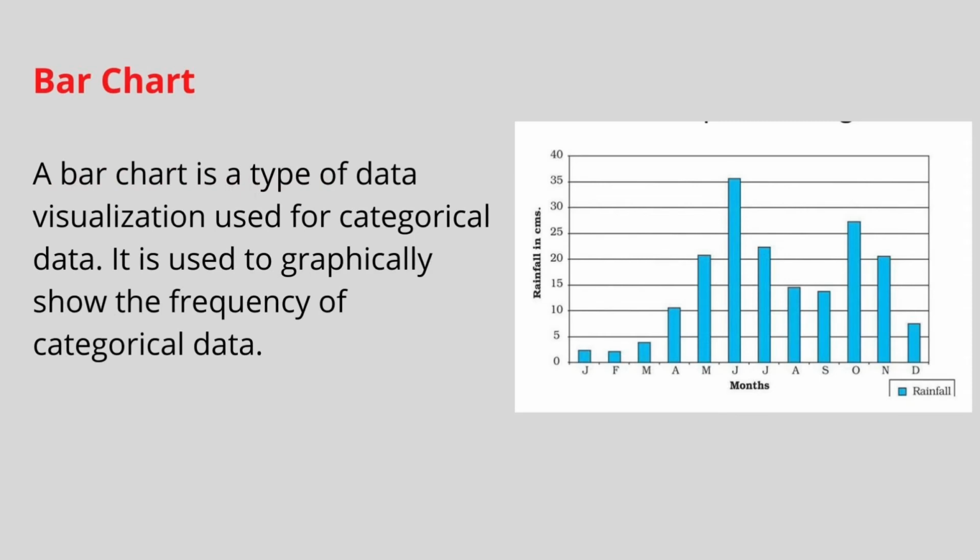A bar chart is a type of data visualization used for categorical data. We use it to graphically show the frequency of categorical data, that is, the number of times a categorical data point occurs. Although the graphs can be plotted vertically, which is bars standing up, or horizontally, bars lying from left to right, the most common type of bar graph is vertical. So the horizontal x-axis represents the category, and the vertical y-axis represents a value for those categories.